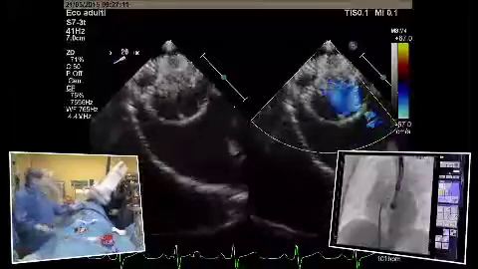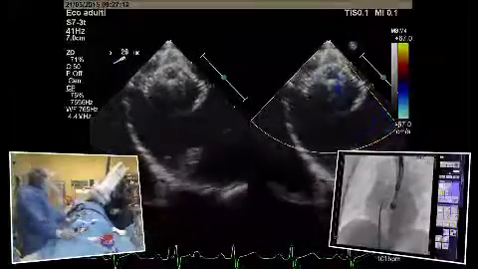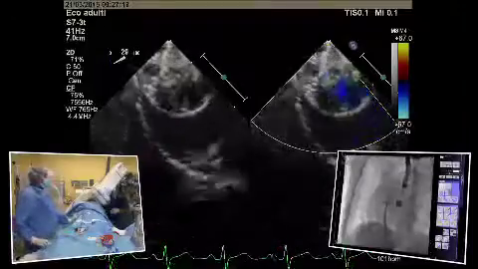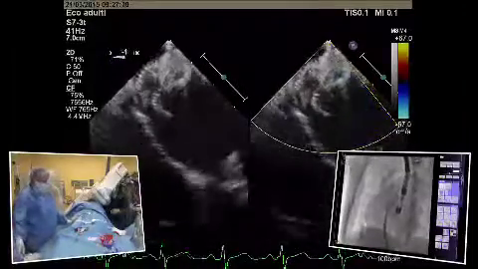Move the machine. So it looks like in short axis it occupies most of the atrial septum. Yeah, I can see enlargement.